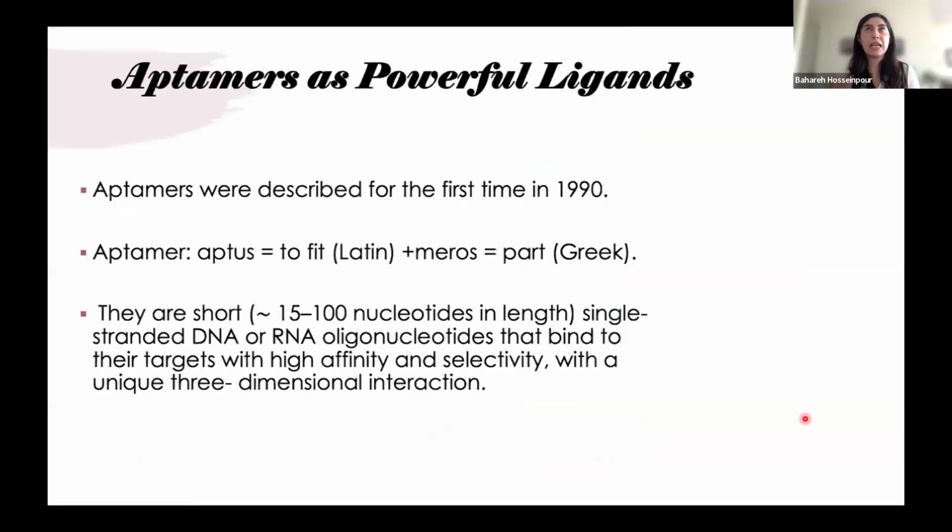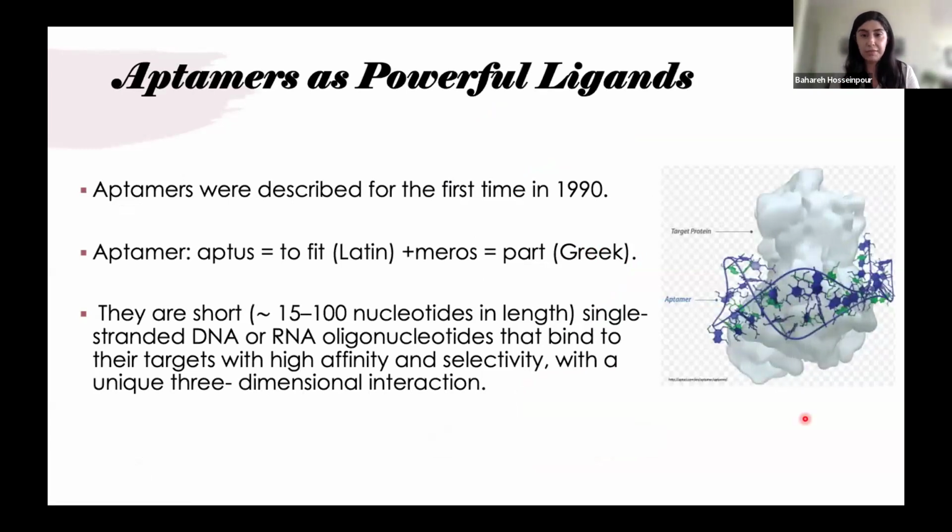I'm going to introduce aptamers as powerful ligands. Aptamers were first described in 1990, and the word aptamer comes from two words, aptus and meros, meaning fit into the part. They are short single-strand DNA, or they can be RNA nucleotides, that bind to the target with high affinity and selectivity with a unique three-dimensional interaction.